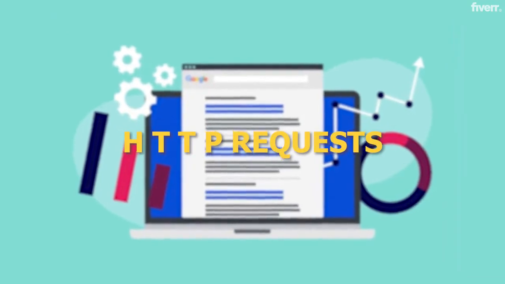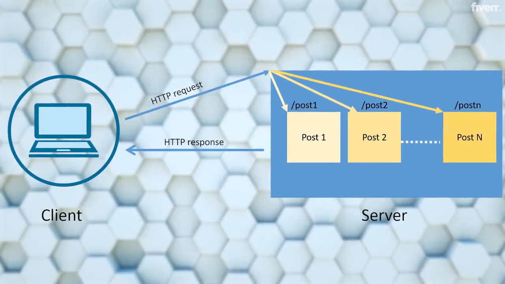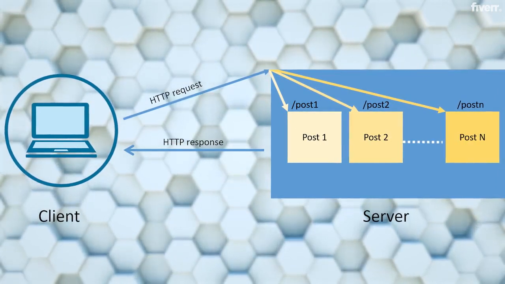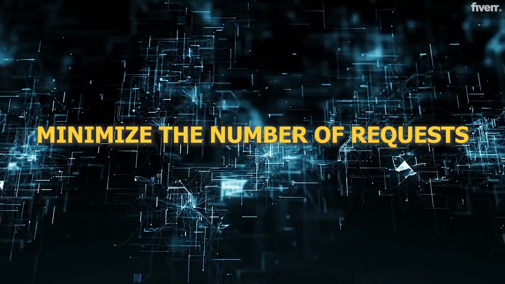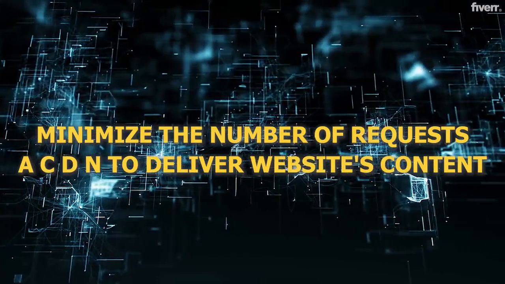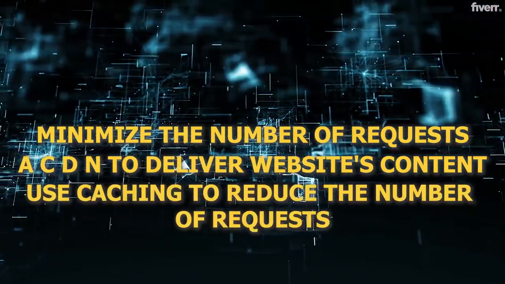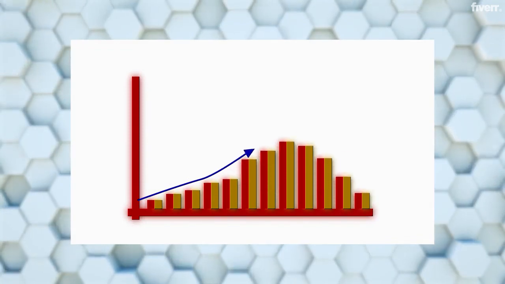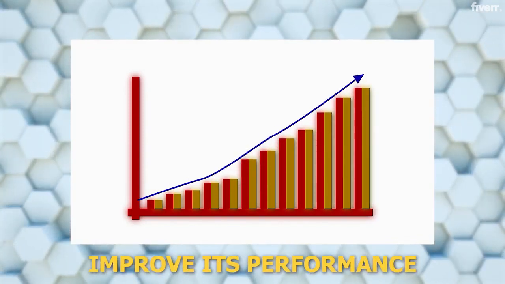HTTP requests. HTTP requests are the requests made by the browser to the server for data. To optimize HTTP requests, minimize the number of requests, use a CDN to deliver your website's content, and use caching to reduce the number of requests. Reducing your website's HTTP requests can help improve its performance.